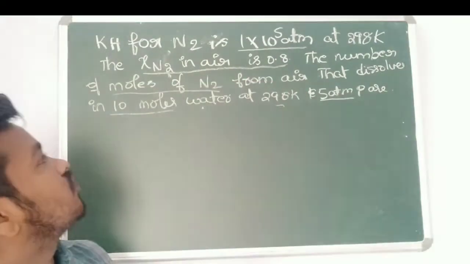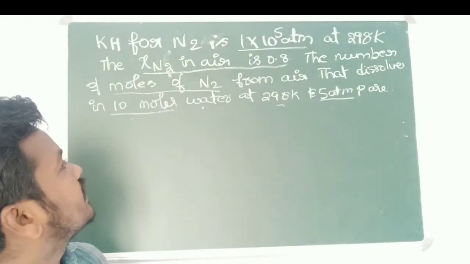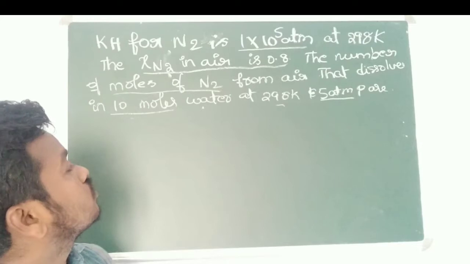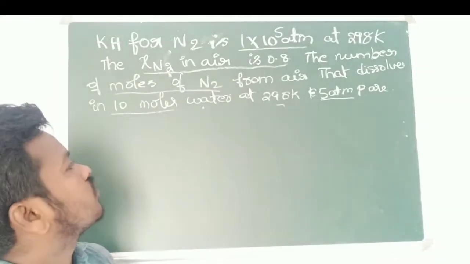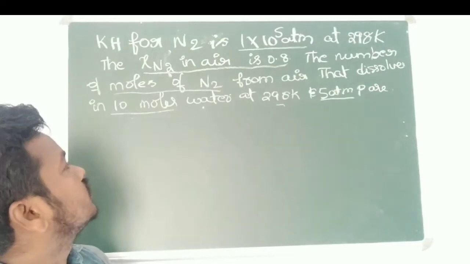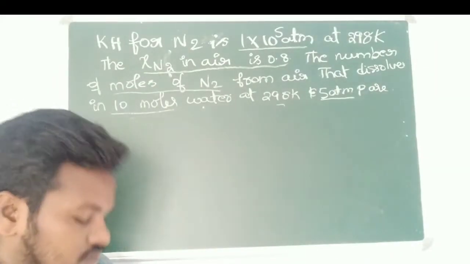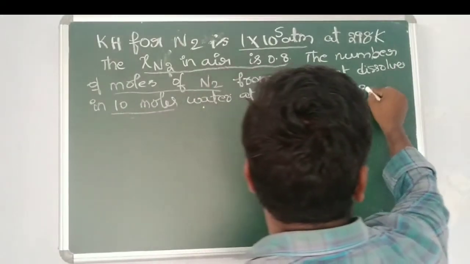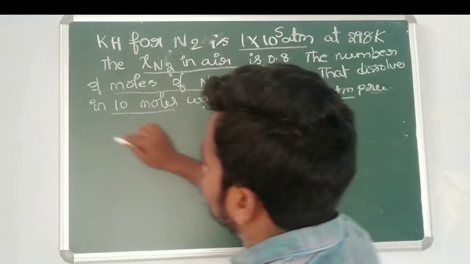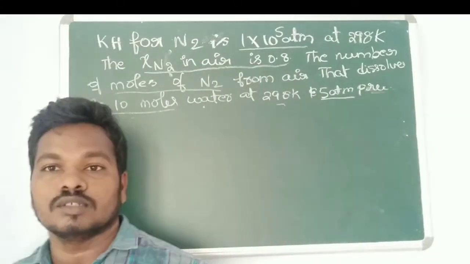KH for nitrogen is 1 into 10 to the power of 5 atmosphere at 298 Kelvin. The mole fraction of nitrogen in air is 0.8. The number of moles of N2 from the air that dissolves in 10 moles of water at 298 Kelvin and 5 atmospheric pressure. This question was asked in IIT Advanced 2009.